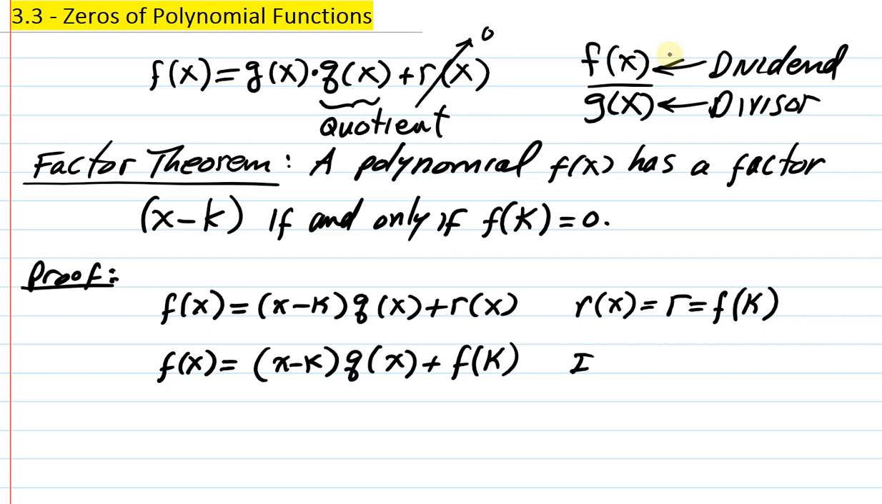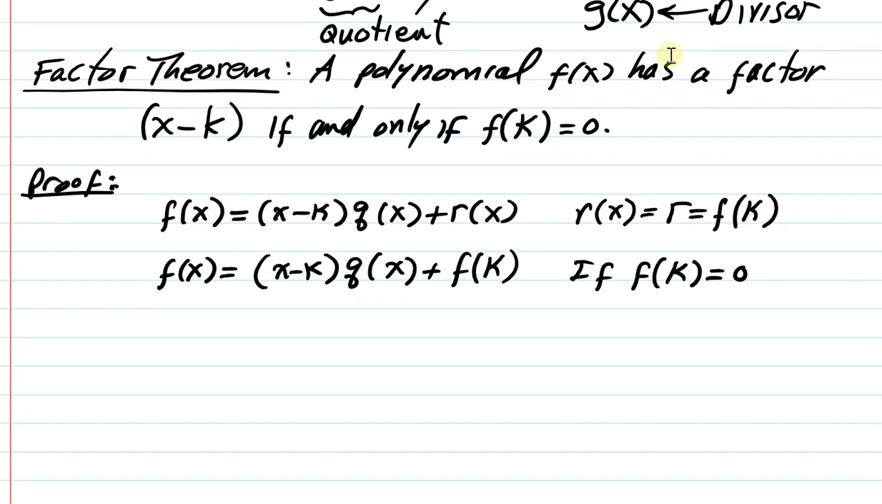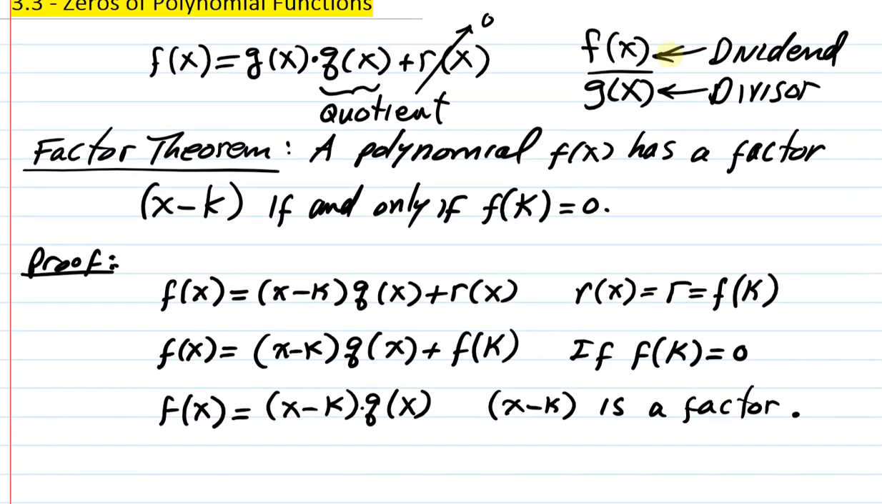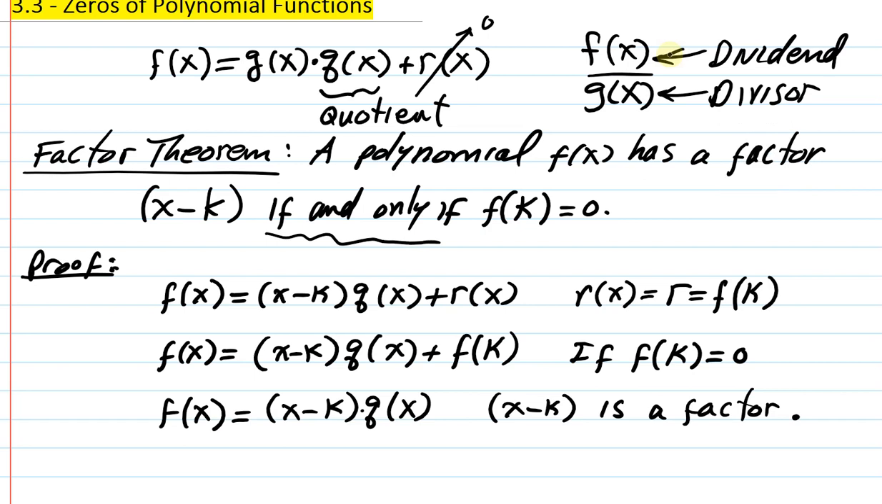So if f at k is 0, then we can write f of x as x minus k times q of x, correct? And you can see that x minus k is a factor in this case because we've written it as a product. So that's this portion of the proof. Proofs involving if and only if require proof in two directions.